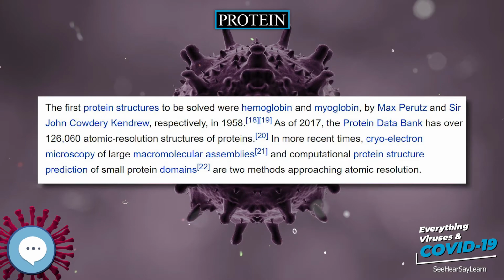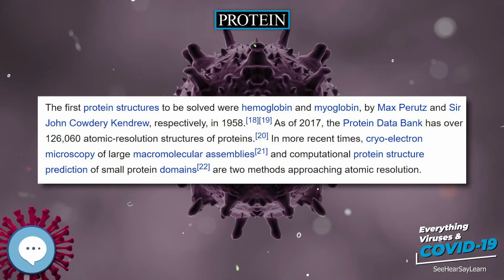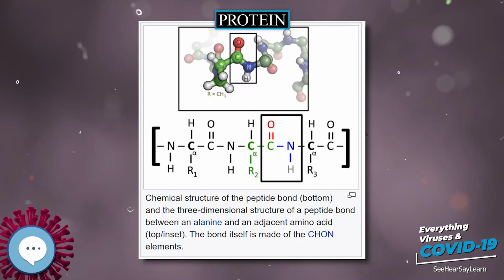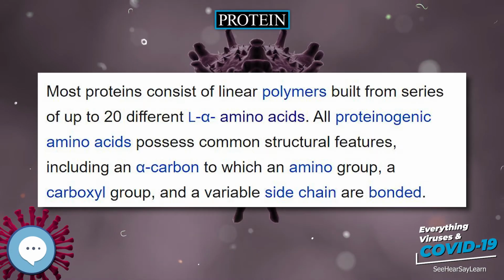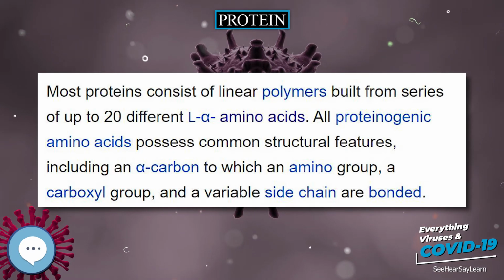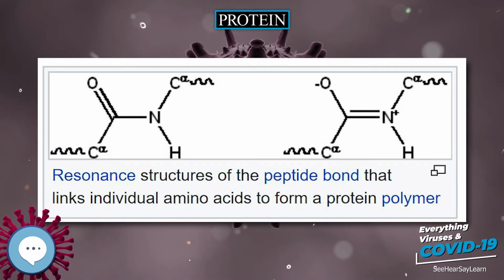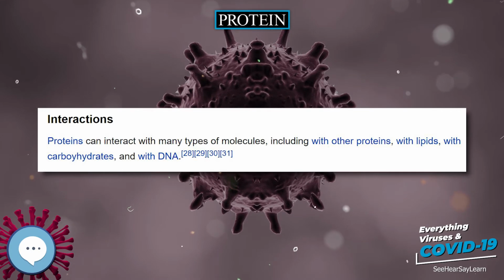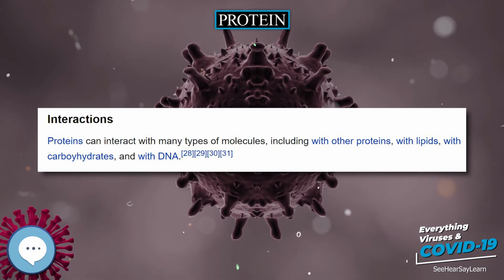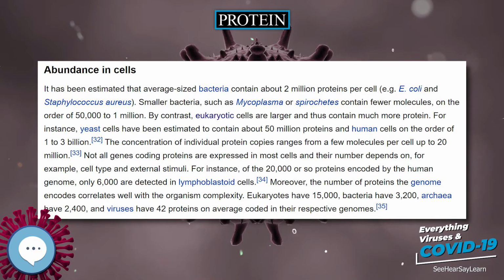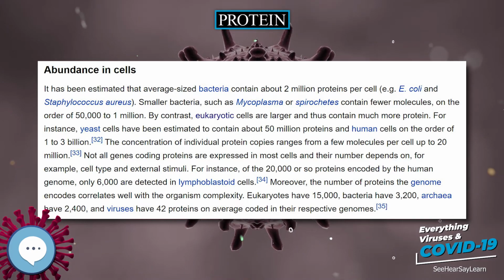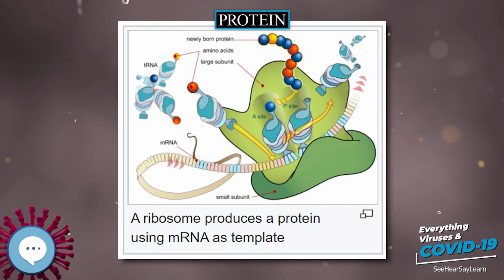Abundance in cells. It has been estimated that average-sized bacteria contain about 2 million proteins per cell, for example E. coli and Staphylococcus aureus. Smaller bacteria, such as Mycoplasma or Spirochetes, contain fewer molecules, on the order of 50,000 to 1 million. By contrast, eukaryotic cells are larger and thus contain much more protein. For instance, yeast cells have been estimated to contain about 50 million proteins and human cells on the order of 1 to 3 billion. The concentration of individual protein copies ranges from a few molecules per cell up to 20 million.